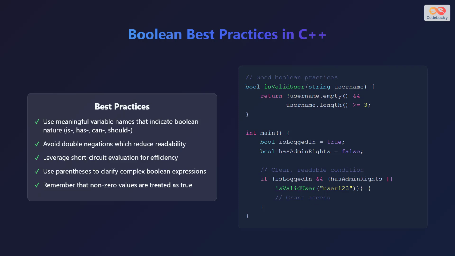Let's see an example. The Boolean function isValidUser takes a string username. It returns not username is empty, and username length greater than or equal to 3. In the main function, a Boolean variable isLoggedIn is assigned the value true, and a Boolean variable hasAdminRights is assigned the value false. A clear, readable condition checks if isLoggedIn and hasAdminRights or isValidUser("user123") is true. Then based on this condition access is granted.